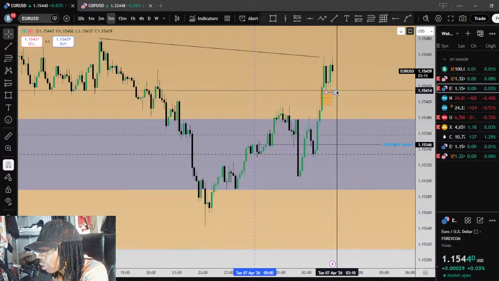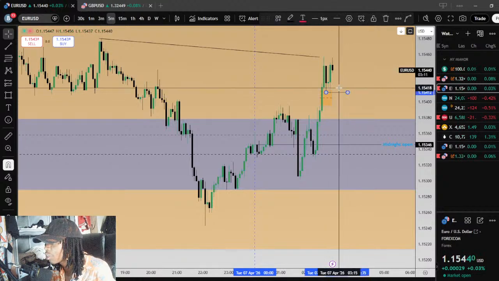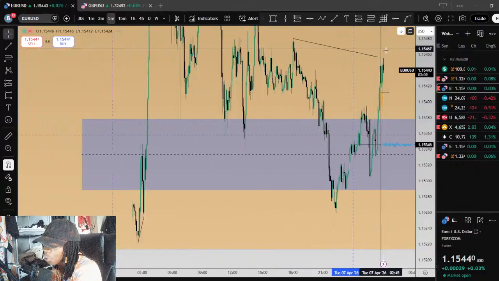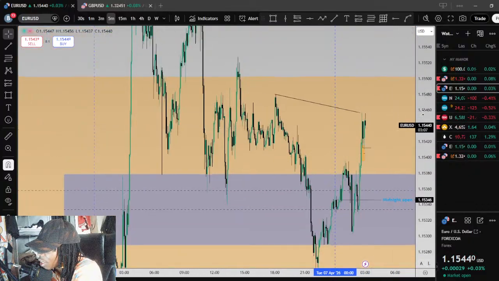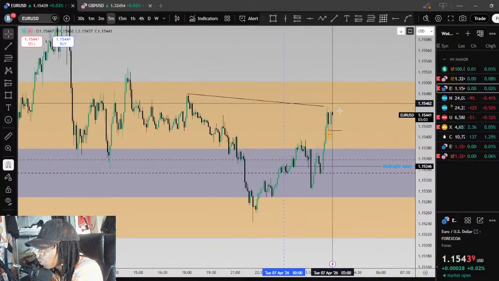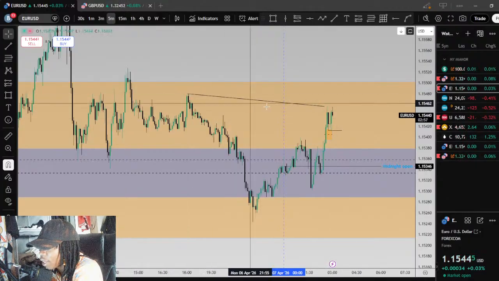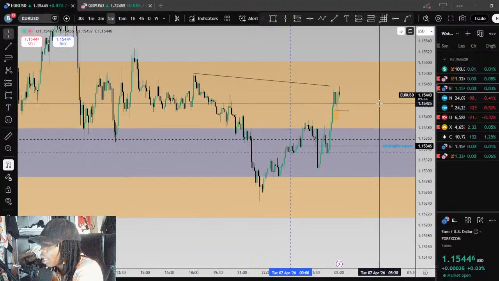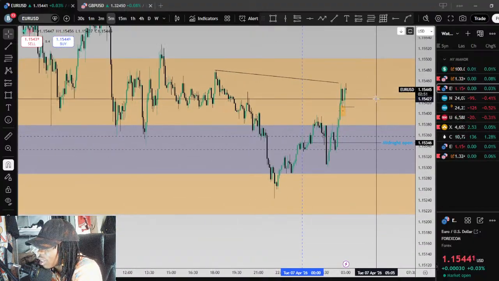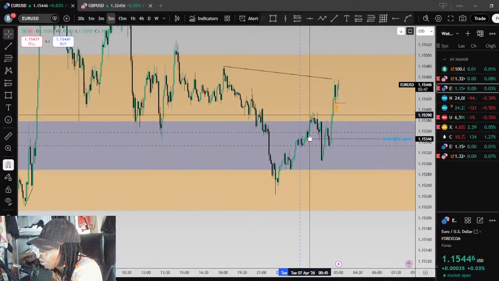So I'm looking, do we see a push here? I'm not willing to go long here. The reason is that we failed to take out this high. So it shows me a show of hand that we are weak at this point of interest.